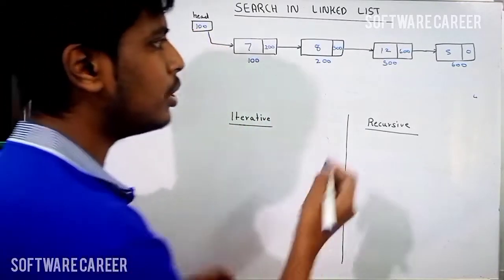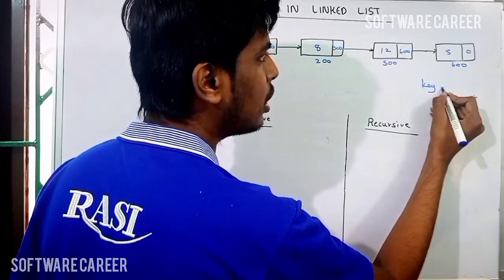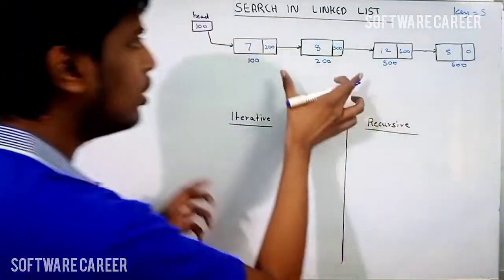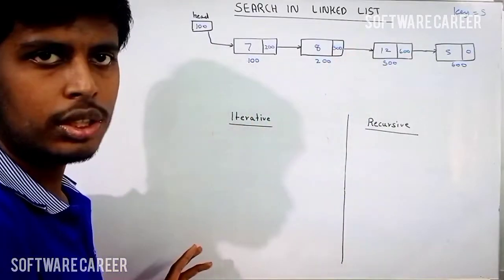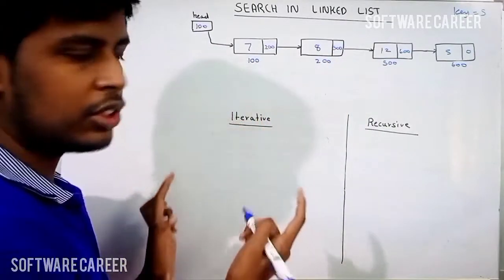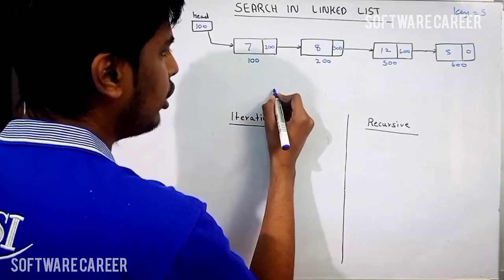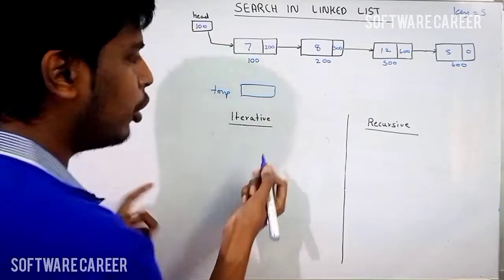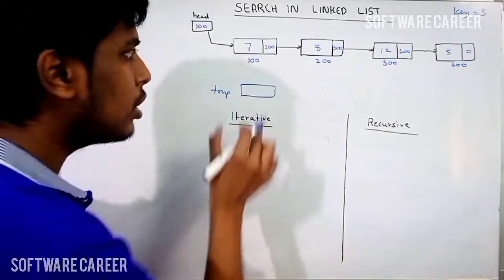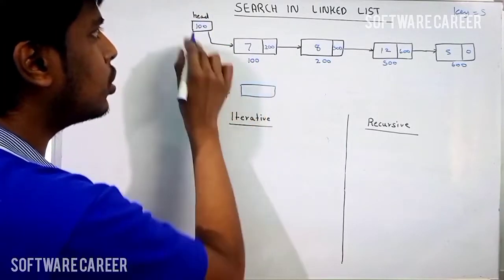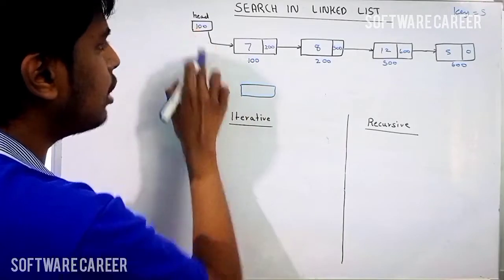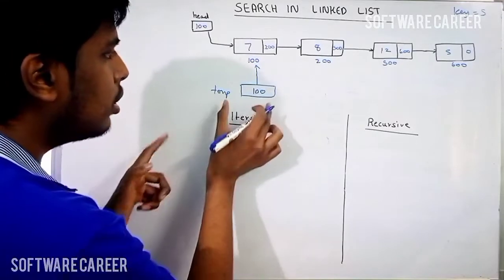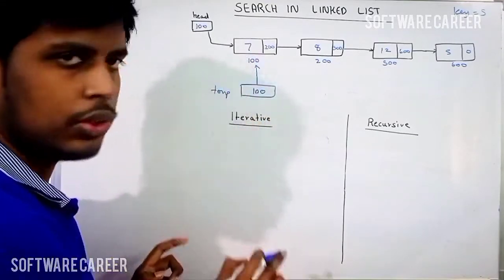Now suppose you want to search for a key element, let's say 5, in this linked list, whether 5 is present or not. How to check? By linear search. In the iterative process, first you should take a new pointer called temp, and that pointer should point towards the first node. The first node is what? Head. Temp should be equal to head. So if temp is equal to head, it means temp equals 100. Then this will point towards the first node. So you create a new pointer which is pointing to the first node.